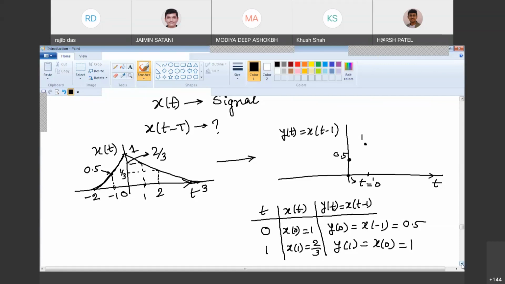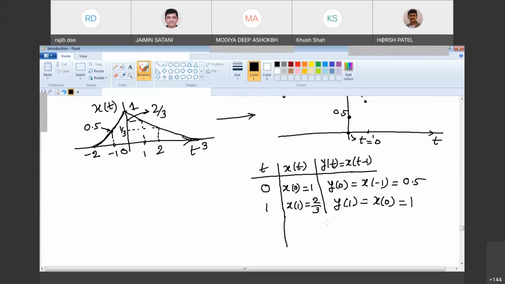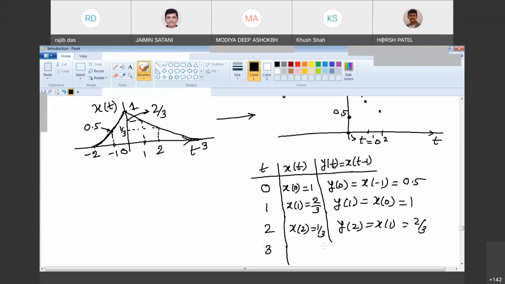Similarly, if I go for t equal to 2, then x(2), which you have already computed, is 1 upon 3. And y(2) is x(2 minus 1), which is x(1), and x(1) is 2 upon 3. So at 2, it is 2 upon 3. It could be here. Similarly for 3, x(3) is 0, and y(3) is x(2), which is 1 upon 3.